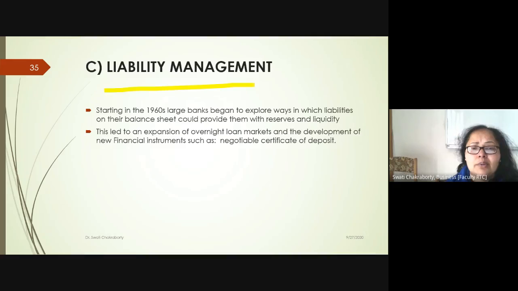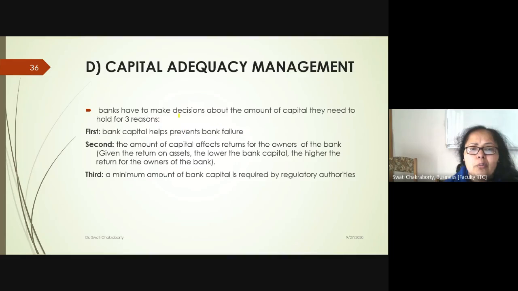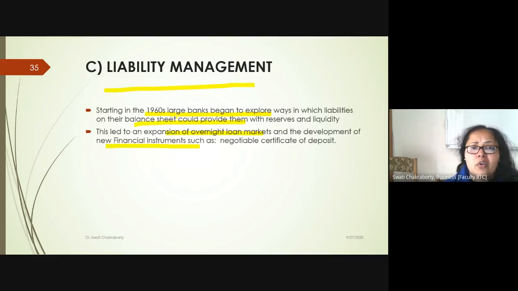Third is liability management. From the 1960s, the large banks started to explore ways in which liabilities on their balance sheet could provide them with reserves and liquidity. This led to an expansion of the overnight loans market, and the development of new financial instruments, that is, the negotiable certificate of deposit, CD, right? That's where we talk of liability management. So they came up with the overnight loans and CDs.